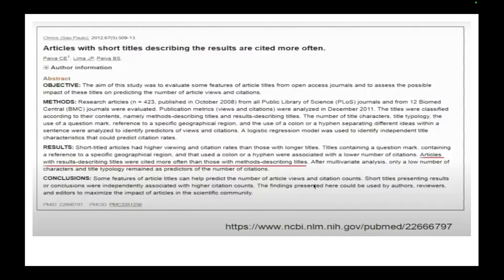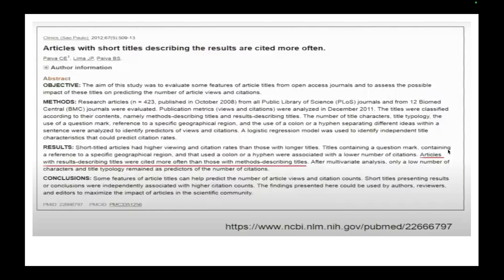It is up to you what you will give priority to. If you are giving priority to something, for example method or result, then you will try to keep those things from your experiments in your title. The conclusion is that those who have given result-based titles, more result-oriented titles, are more cited. Another finding is that shorter titled articles have higher viewing and citation rates as compared with longer titles. So they have also analyzed this.